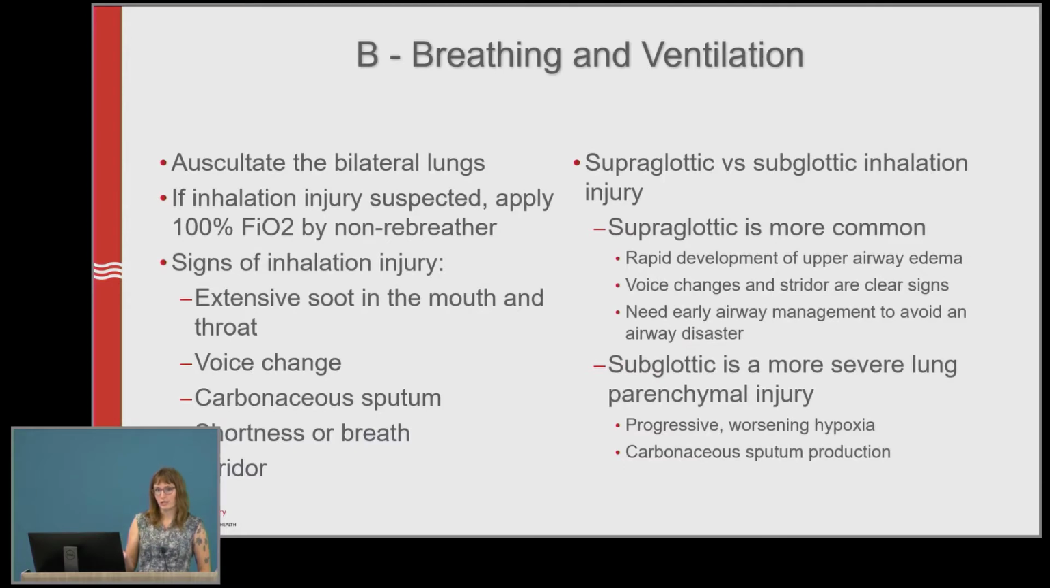If you saw a chest x-ray on someone early who had a subglottic airway injury, about 20 to 25% of them will have patchy infiltrates already, but all of them will progress to diffuse patchy infiltrates over the course of about 24 hours and look like an ARDS type picture.